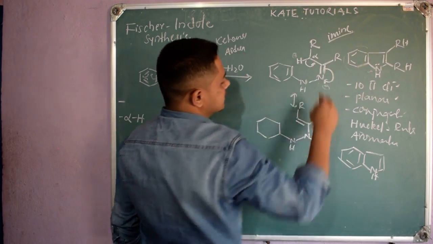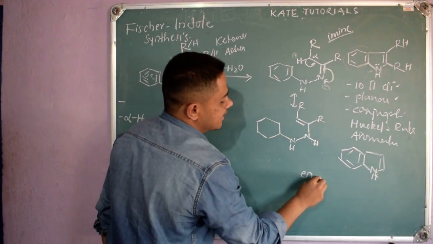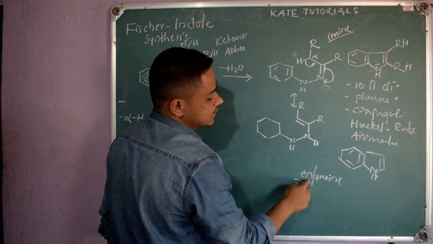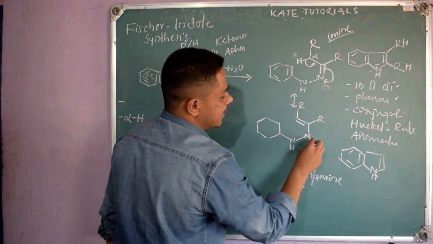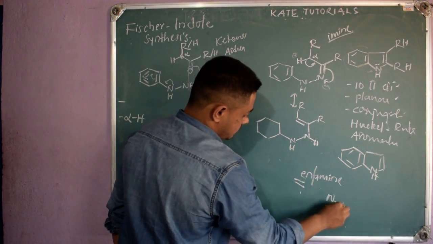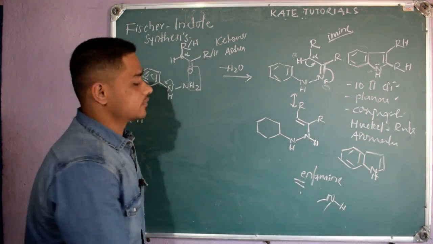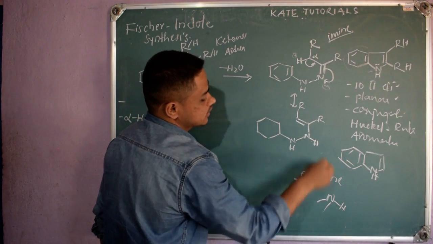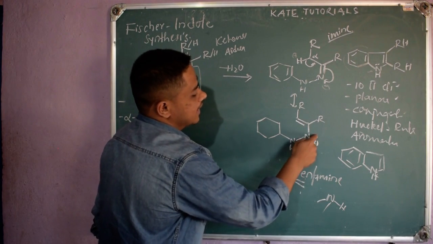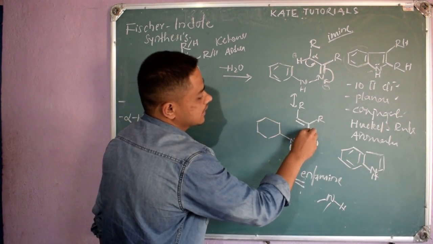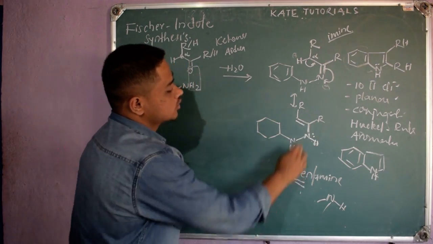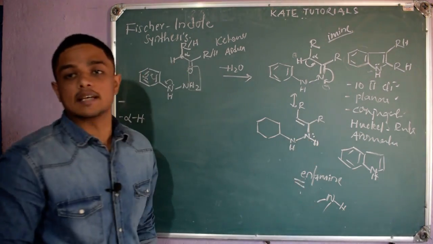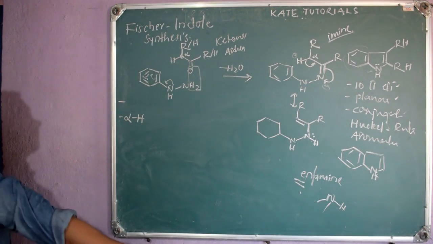Imine means a C=N double bond. This is nothing but enamine. What is this "ene"? Ene means a double bond which is in conjugation with an amine. Amine means anything like this, where NH is attached to carbon. So this is an amine in conjugation with a double bond, single bond, and lone pair. A double bond in conjugation with an amine is nothing but an enamine. I hope you are getting it, right?